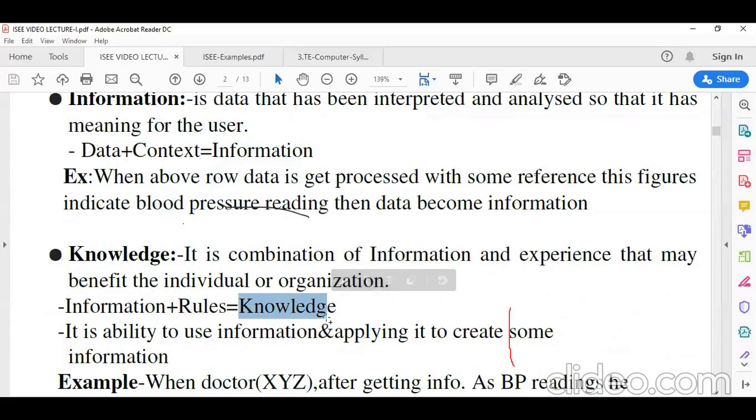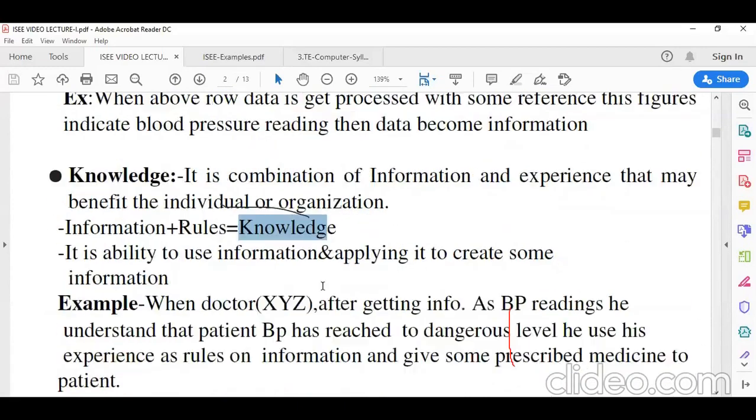And when you use that information with some rules, that information becomes what? Knowledge. Exactly. So before we move forward to the actual contents, this is a 2 marks note that has been asked a number of times in the same exam: explain data, information and knowledge with example. 2 marks notes is being asked a number of times.